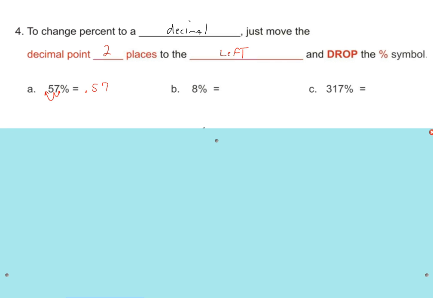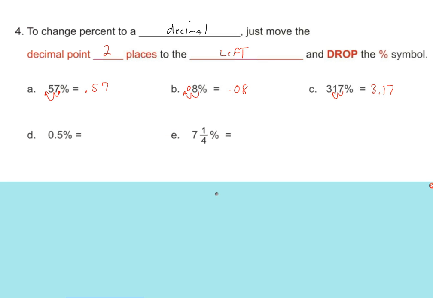All right, so go ahead and do 8%. Should just take you a second. Change 8%. And again, hopefully you're just going to move that decimal point 2 places. Do a 0 placeholder. 0.08. And 317%. All right, no problem. Let's move that decimal point 2 places to the left and 3.17. Okay? Pretty simple stuff.